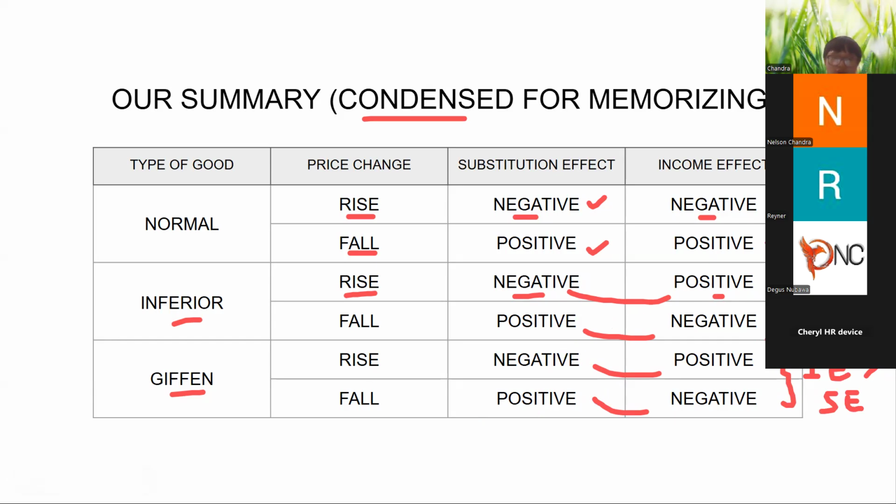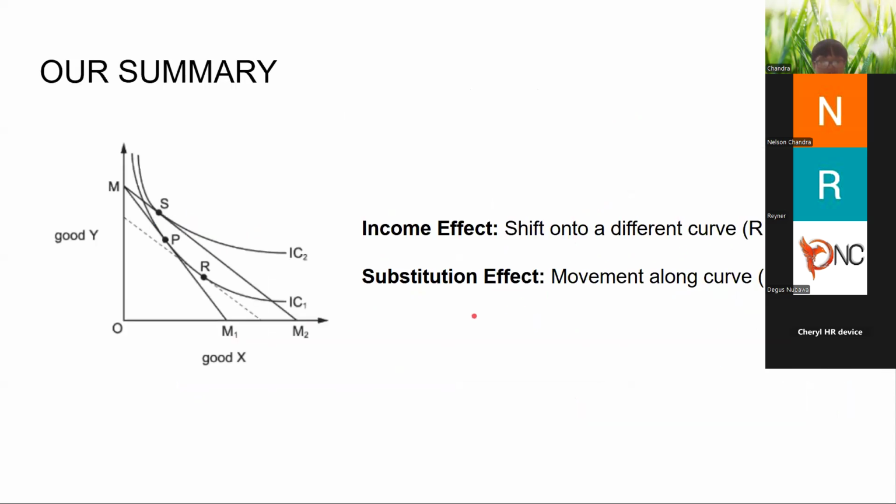And when it comes to the substitution effect, when the price goes up, the substitution effect is always negative, and when the price goes down, the substitution effect is always positive. That is already a guaranteed situation. You will soon understand as you progress why, if it is a higher price of good X, the substitution effect would be negative. No doubt for all substitution effects. Substitution effect is a movement along the curve. If it's an income effect, it should be a shift onto a different curve.